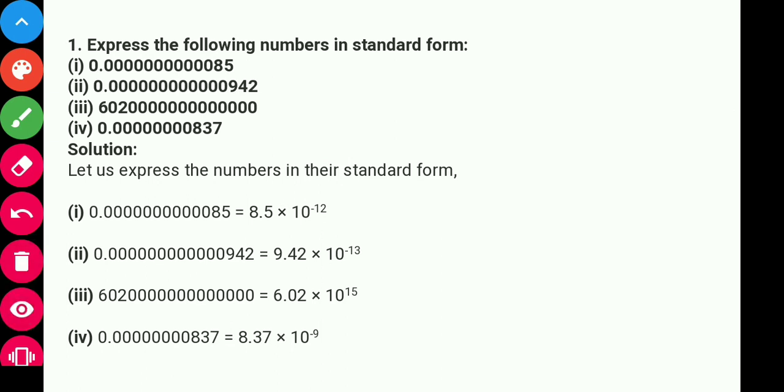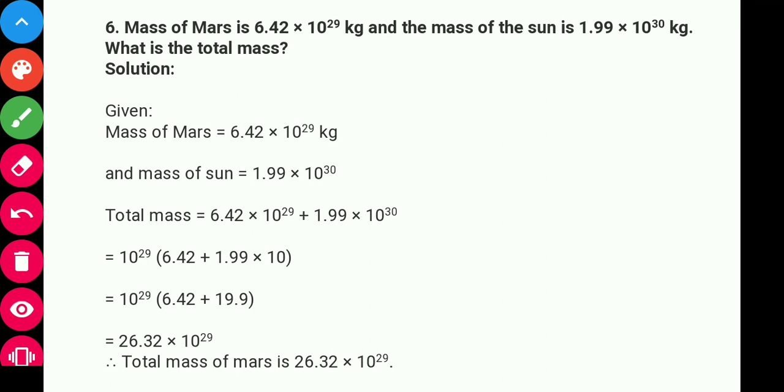So do the remaining parts. Now come to question number 6. The remaining questions you can do by yourself. If you have a doubt, you can ask in the live class.